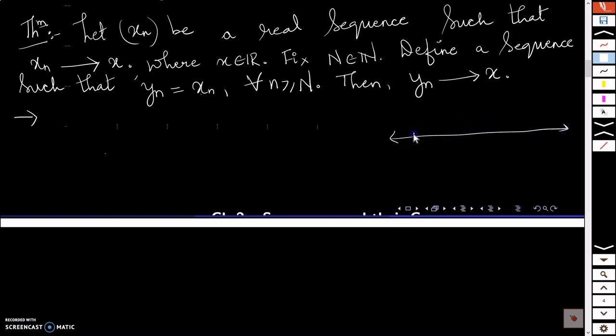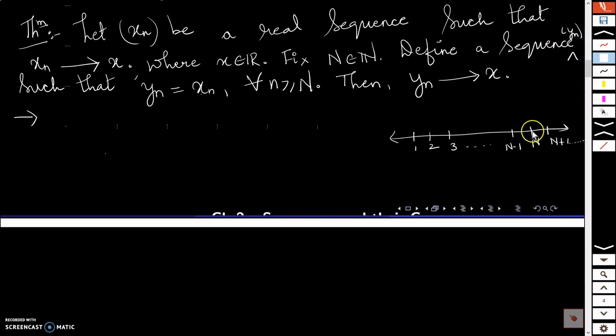Now, I have my natural numbers here: 1, 2, 3. Somewhere this natural number N will come. After that, N plus 1 will come. Before that, N minus 1 will come. And these natural numbers keep on going after this also. So, xn is a sequence that is given to me. From xn, I am defining one more sequence and I am calling it yn.